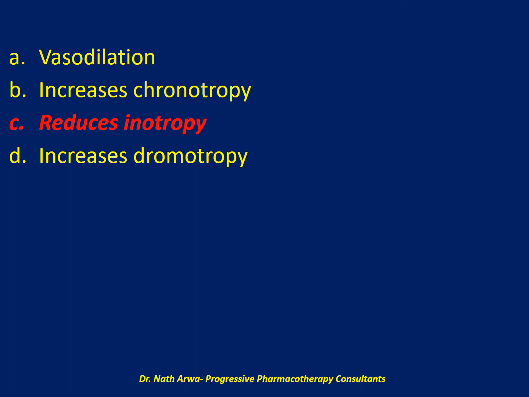Now, dromotropy, I would like to remind you of your physiology, is the rate of AV nodal conduction, i.e. the speed of the action potential through the AV node. Chronotropy corresponds to the rate of firing of the SA node, which affects pulse or the heart rate. And inotropy is the force of contraction of the ventricular myocardium. And yes, by the way, lusitropy refers to the degree of relaxation of the ventricular myocardium.